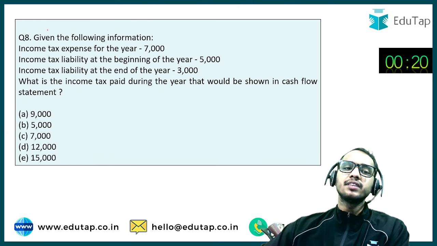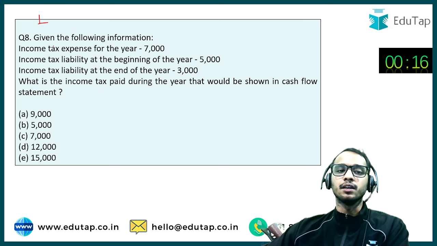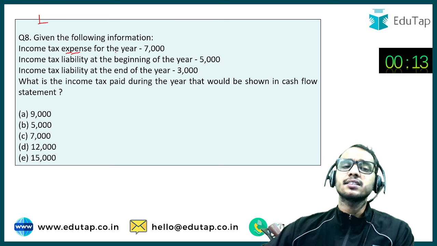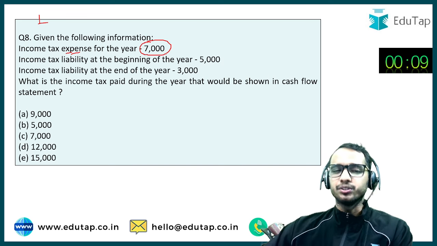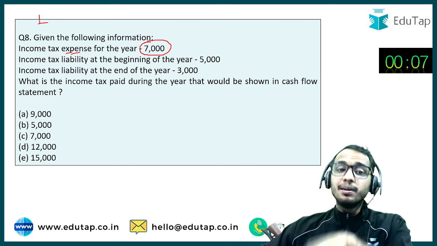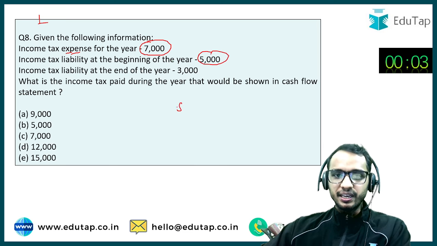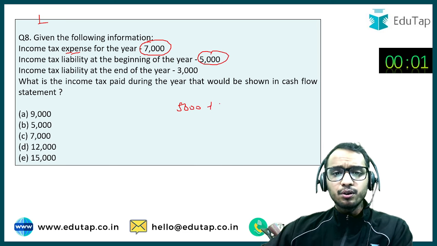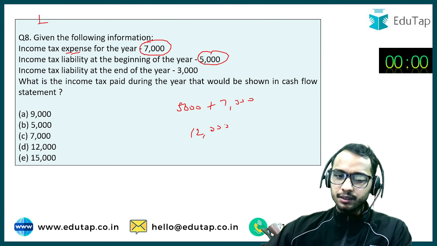Okay, let's move ahead with the 8th question of the day. Again a numerical and very easy numerical, nothing very technical here. Income tax expenses for the year is 7,000. Income tax liability at the beginning of the year is 5,000. So beginning tax liability is 5,000, for the year is 7,000. That means you have to pay 12,000 in current year as a tax.